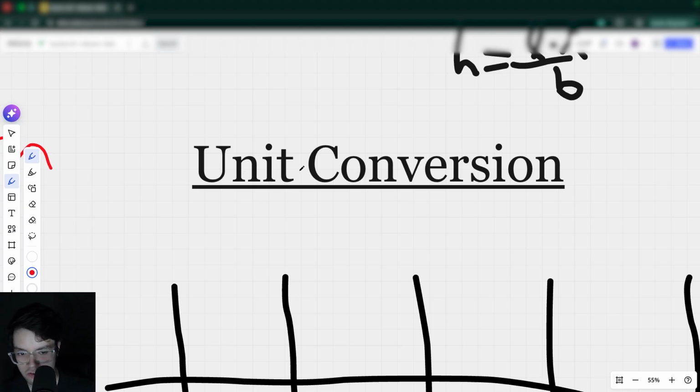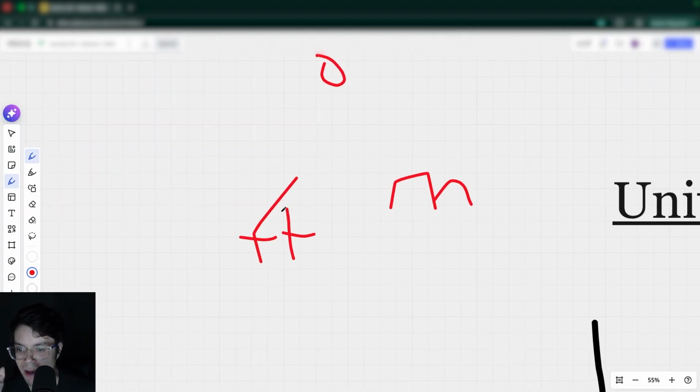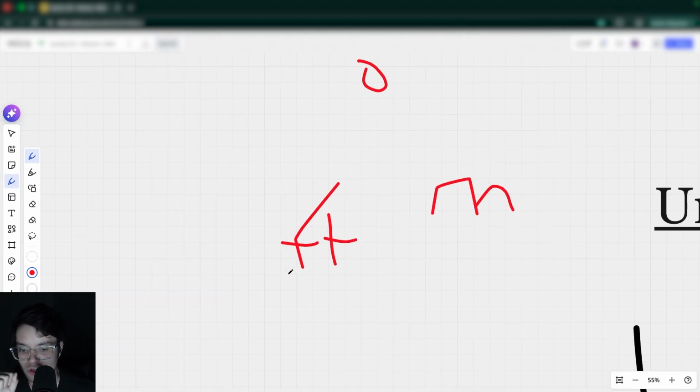Okay. So unit conversion, the way to think about this is it literally does not matter at all what unit you're dealing with. It doesn't matter if you're dealing with feet. It doesn't matter if you're dealing with meters. It doesn't matter if you're dealing with degrees. You solve the problem the same way.